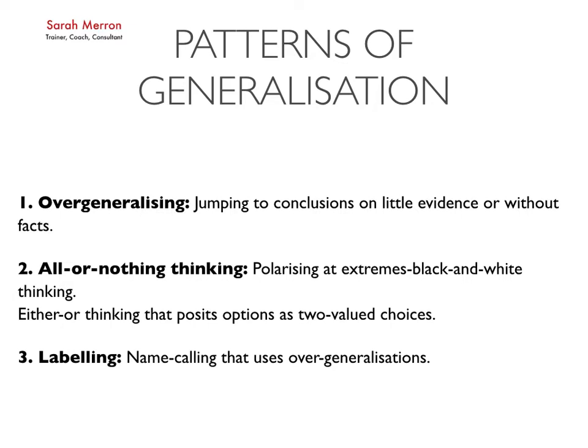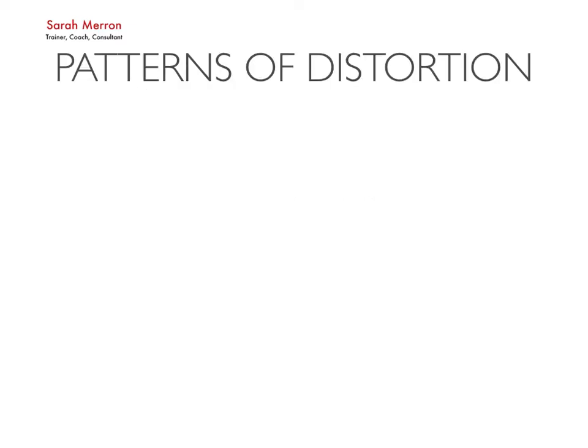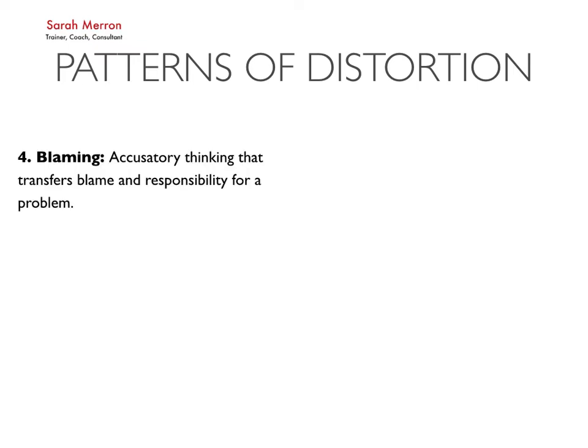Okay, so now let's look at patterns of distortion, of which there are many, many more. So the first one is blaming. And obviously, blaming is very, very close to victimization, and I talked about that yesterday. One of the things that's really important for making a change or stepping forward is the release of victimization and accusing other people.